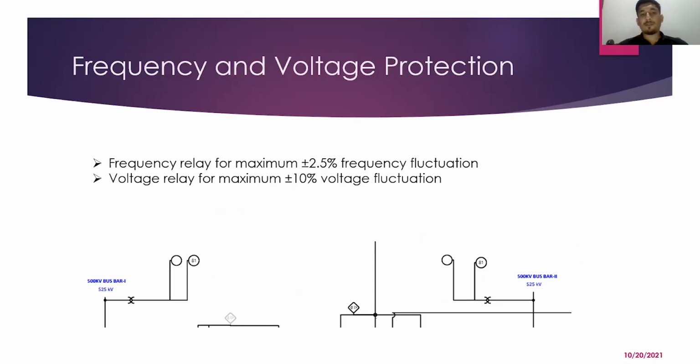The frequency relay would allow only plus minus 2.5% frequency fluctuation, and both the frequency and voltage relays are implemented in a step scheme, so that at a first step of about plus minus 1.2% for the frequency relay and plus minus 5% for the voltage relay, and then here is a step of plus minus 2.5% and plus minus 10%.